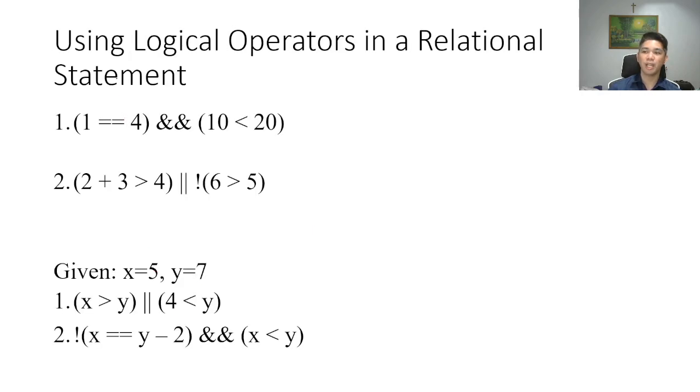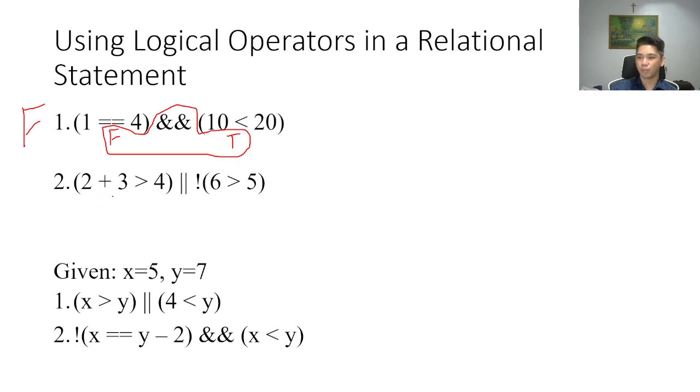Okay, so let's try doing some drills. 1 equals 4, that is false. And then 10 less than 20, that is true. So what is false and true? So since we are using AND, remember in an AND operation, if at least one is false, everything is false. The only way for it to become true is if all of the statements are true. So number 1 is false.